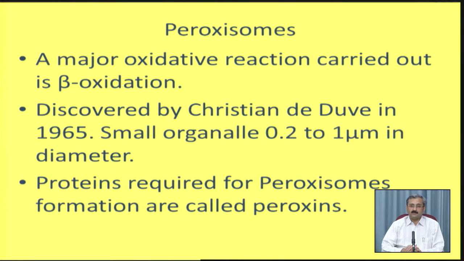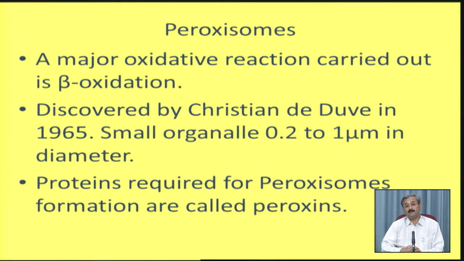Now these peroxisomes were discovered by Christian de Duve in 1965. They are very small organelles ranging from 0.2 to 1 micron in diameter. The proteins required for the formation of the peroxisomes are called peroxins. So it is important to know what these proteins are called, which are required for the formation of the peroxisomes.